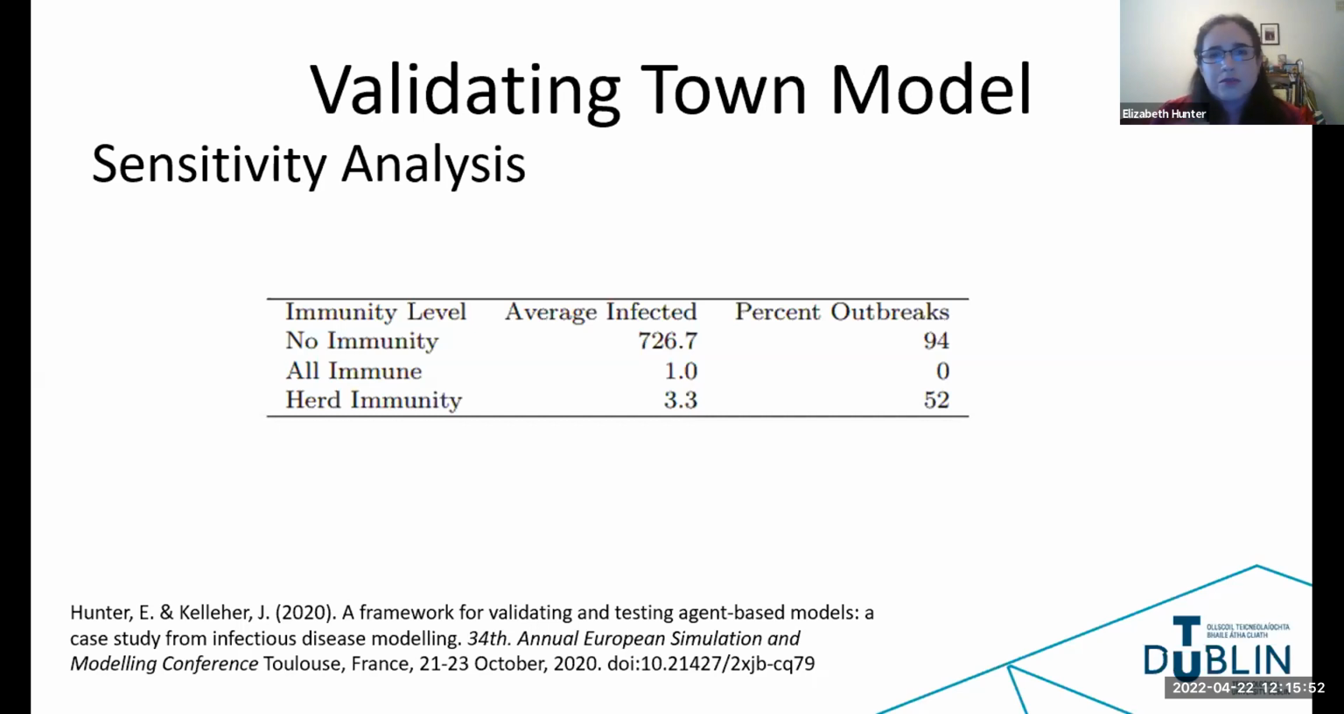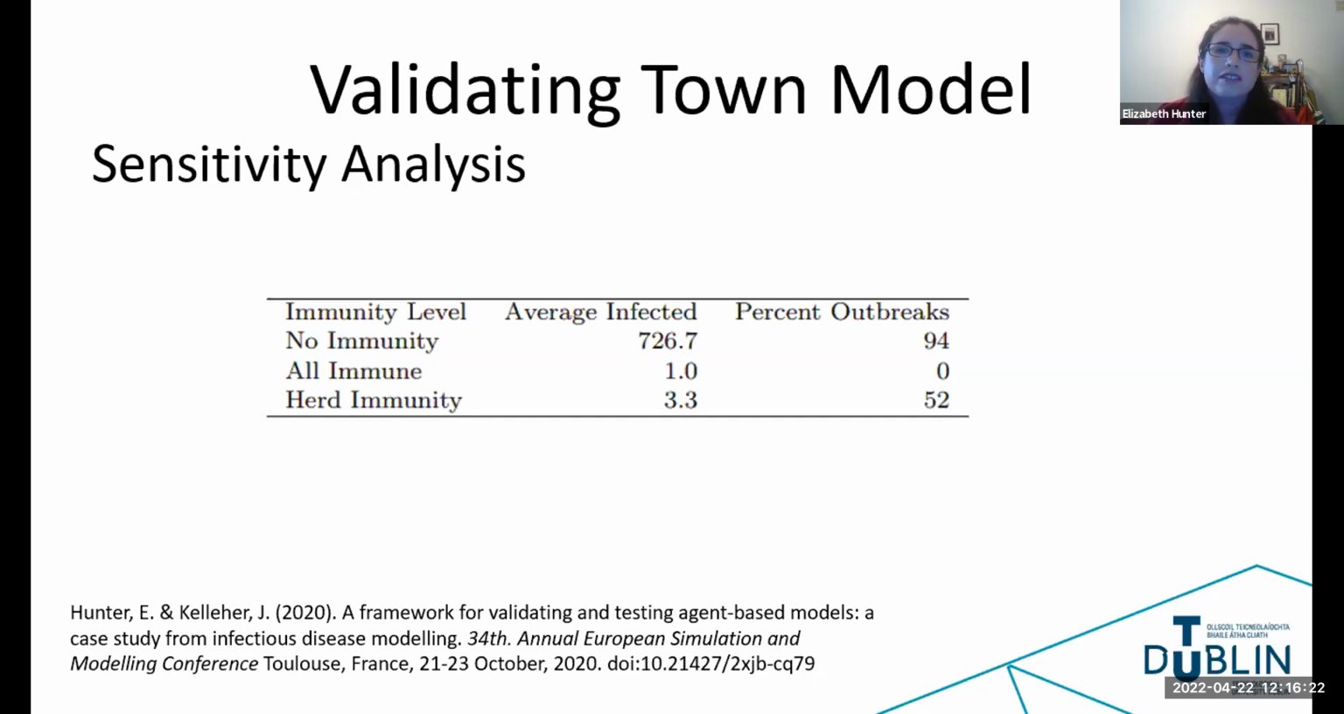We did some tests with this. The first thing that we looked at with the town model was immunity levels. We ran 3 scenarios where no one was immune to measles, where everyone was immune to measles, and where we were at the herd immunity level. If no one's immune, we expect to see really big outbreaks where a lot of agents are infected. If everyone's immune, we expect to see pretty much no outbreaks. And with herd immunity, we might see some transmission, but not sustained transmission.